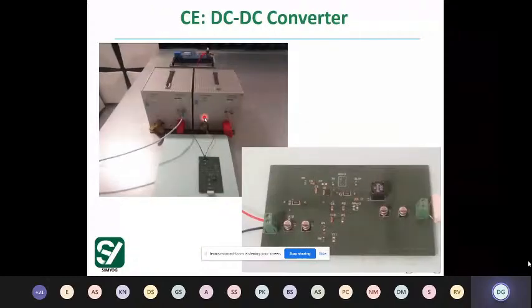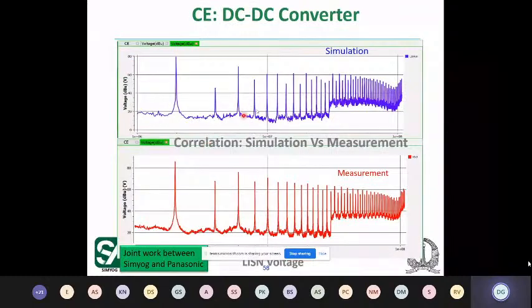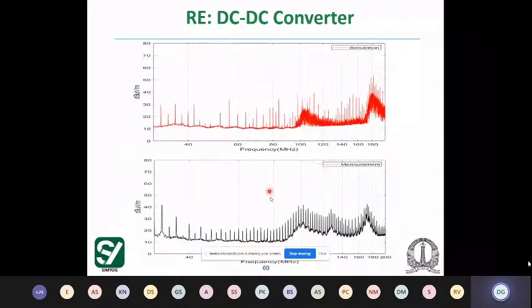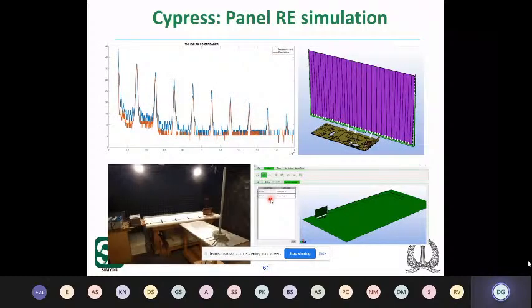This is a DC-DC converter in a conducted emission setup, and this is the simulation versus measurement correlation. This is set in radiated emissions, and this is the simulation versus measurement correlation. And this is a Cypress touch screen. You see a lot of this equipment in the car. This is the touch screen itself. The touch screen geometry is like this. There is a PCB controller for the touch screen. Basically, wherever you press with your finger, this IC is trying to detect where you pressed and therefore do some inference. And you can see the correlation here as well.